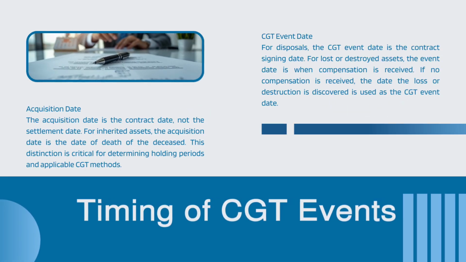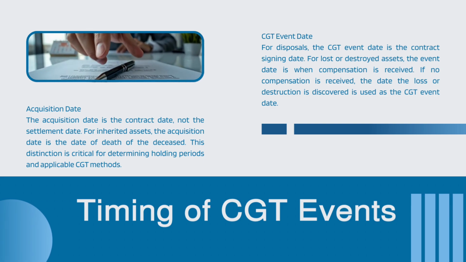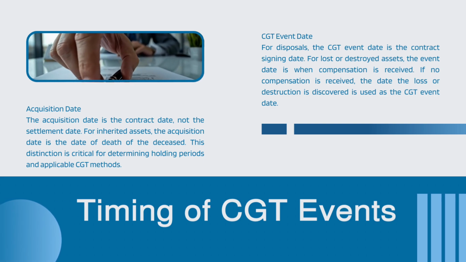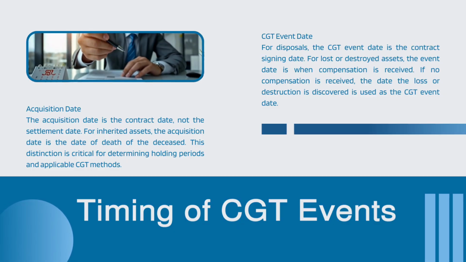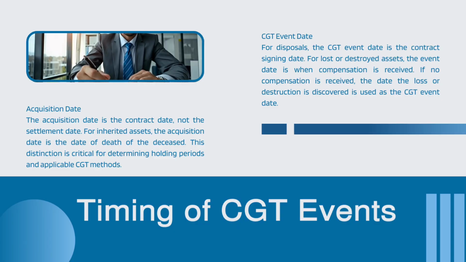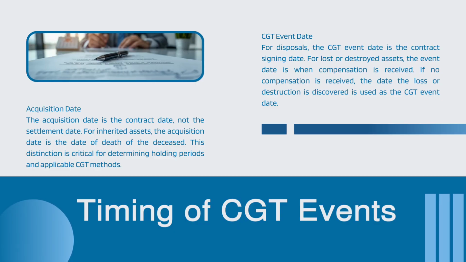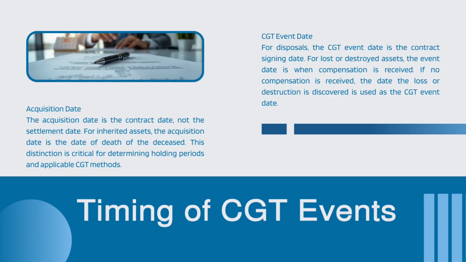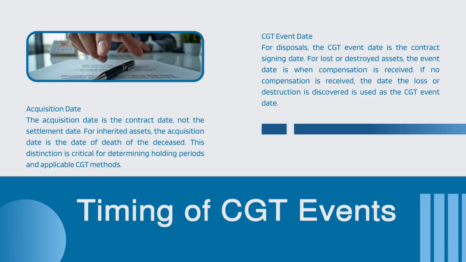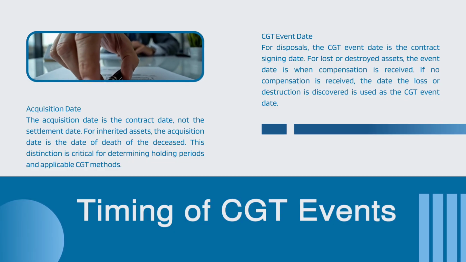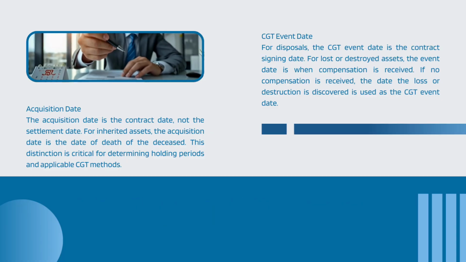Timing is absolutely critical in CGT calculations. It determines eligibility for the CGT discount and cost-based rules. For real estate and most assets, the acquisition and disposal dates are the dates the contracts are signed, not the settlement dates. For example, if a client signs a contract to sell land in June 2025, but it settles in October 2025, the CGT event falls in the 2025 tax year. If an asset is destroyed, the CGT event happens when the insurance compensation is first received.